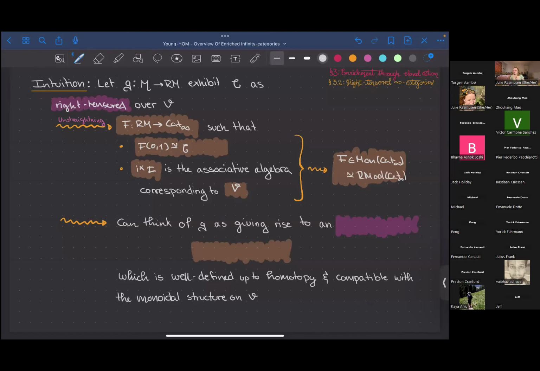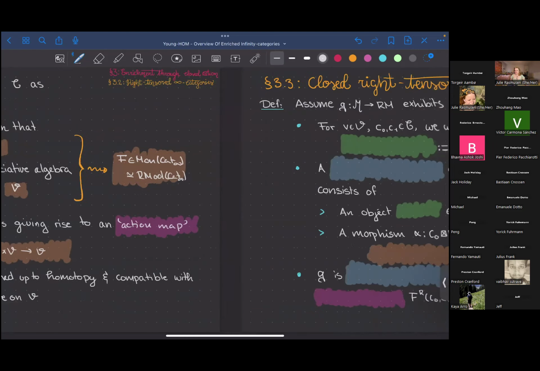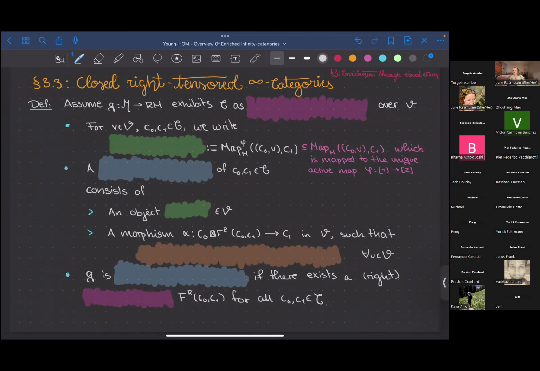So therefore, we can think of this Q map as giving rise to an action map, or some weak form of tensor that goes from C times V into C, which will be well defined up to homotopy and compatible with the monoidal structure on our category B. So it does have this form of tensoring.